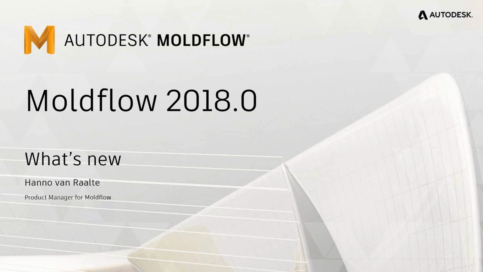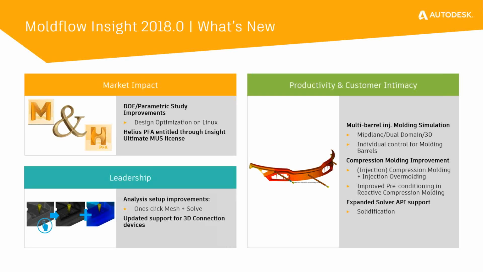2018.0. This is the first release, or the third release in a row, that we provide a quarterly update. We started this quarterly cadence in the October timeframe, where we delivered our Moldflow 2017 R2, and then it was followed in the January timeframe with the Moldflow 2017.3 release. So this is the first one in a row that we're delivering new content in a quarterly release.